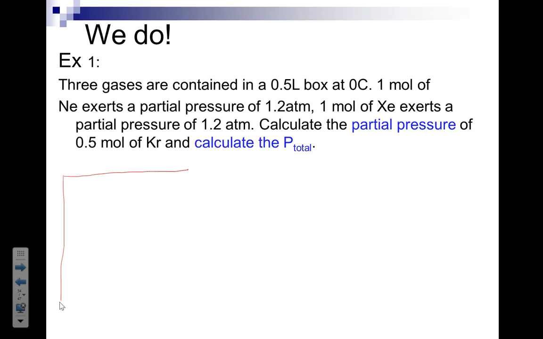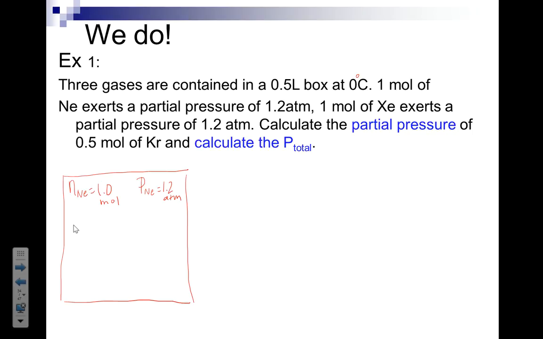And I like to draw the containers here just to visualize. Think back to the diagram in the animation that we used on the opening slide. This says we have 3 gases contained in a half-liter box at 0 degrees Celsius. So we have 1 mole of neon. So I'm going to put here the moles of neon is 1 mole. It says it exerts a partial pressure of 1.2 atmospheres. So we will represent that as the partial pressure of neon is 1.2 atmospheres.